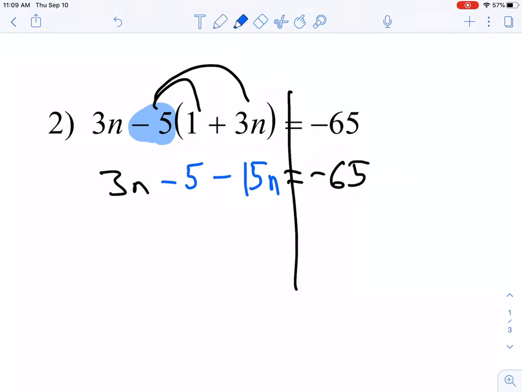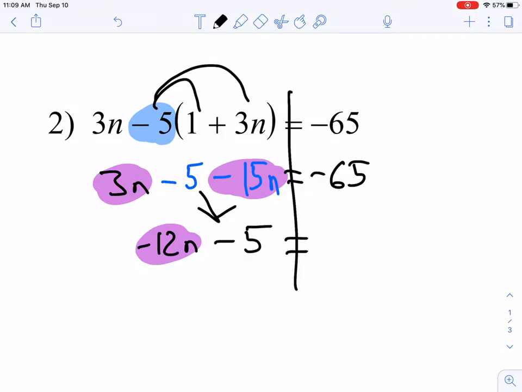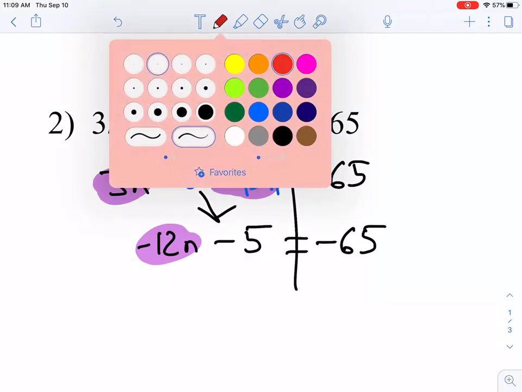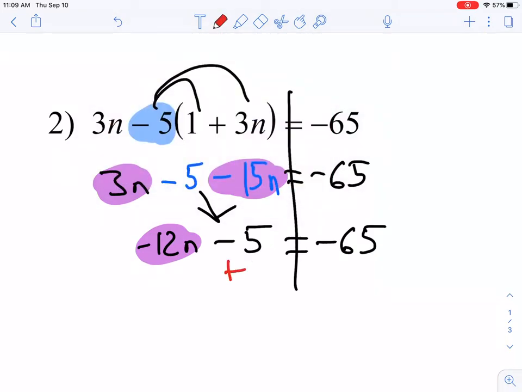My next step is to combine like terms. I have a negative 15n and a positive 3n. When I combine those, they make a negative 12n. I rewrite my negative 5. Now I have a two-step equation. I'm going to start by adding 5 to both sides. Once I add 5 to both sides, I'll rewrite negative 12n equals negative 65 plus 5 is negative 60.